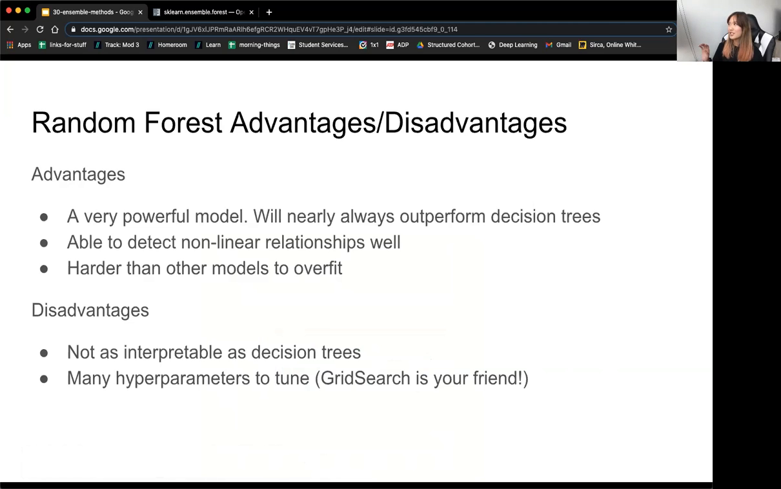Cool. So just as an overall look at the advantages and disadvantages of random forests. Pros: it's very, very powerful. It nearly always outperforms decision trees because it prevents that overfitting. It is able to detect nonlinear relationships very well. Again, because you're considering a different subset of features each time, it's going to look for splits across different dimensions. And it's harder than other models to overfit.